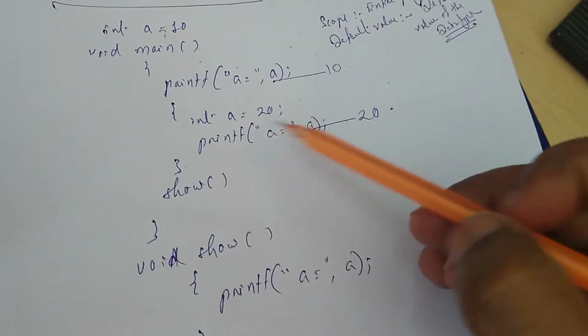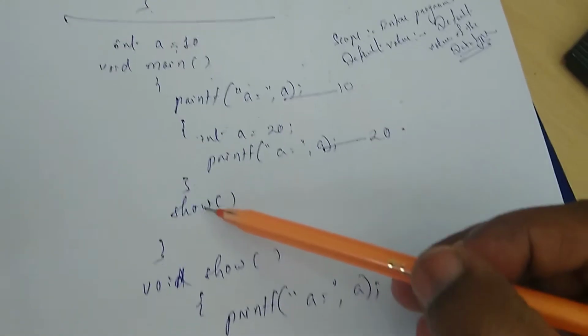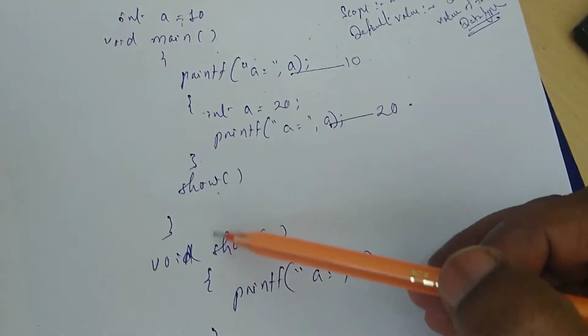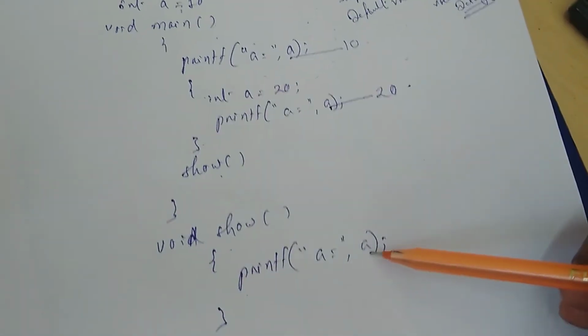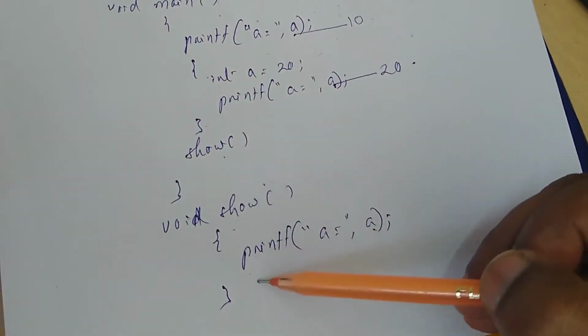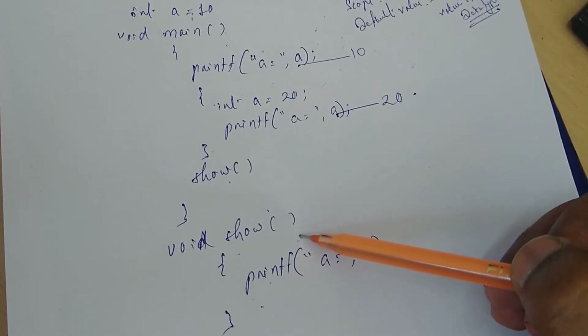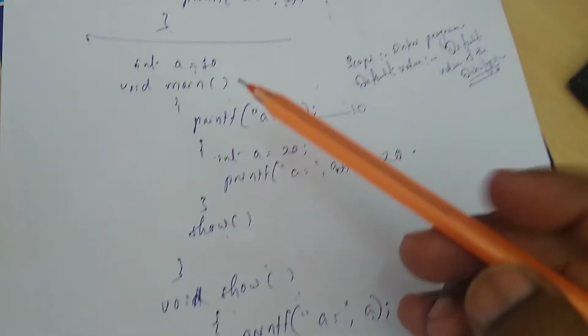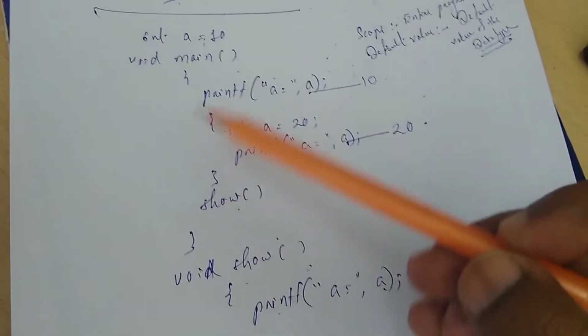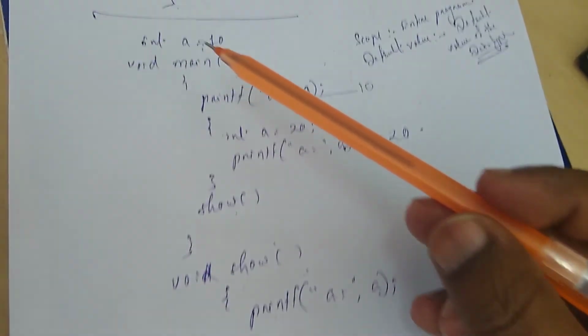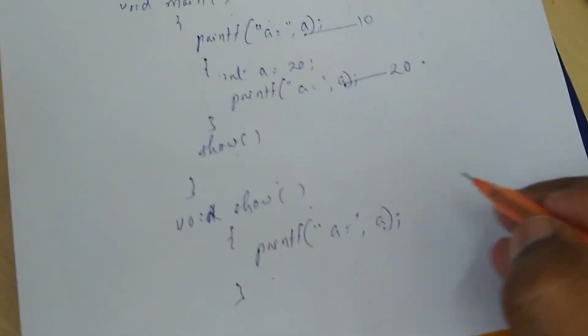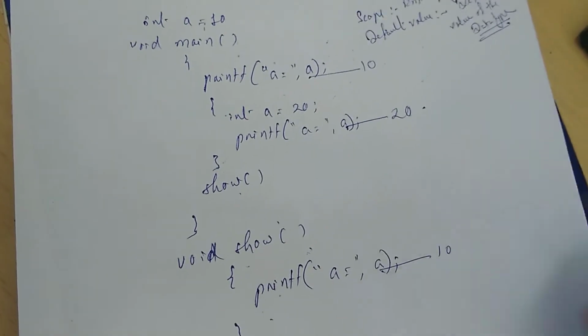Got it? So when you come out of this block and call this function, inside this function you are printing the value of a. So inside this function it searches for the local variable of name a, but there is no local variable, so it goes to the global variable. Is there any global variable of name a? Yes, it is a global variable a of value 10. So here it prints 10.